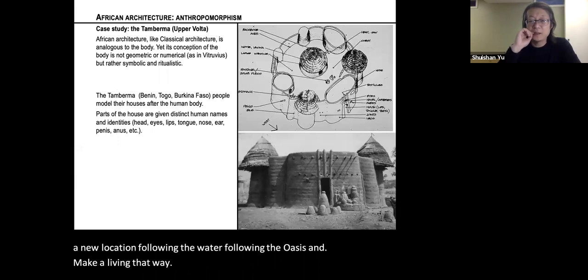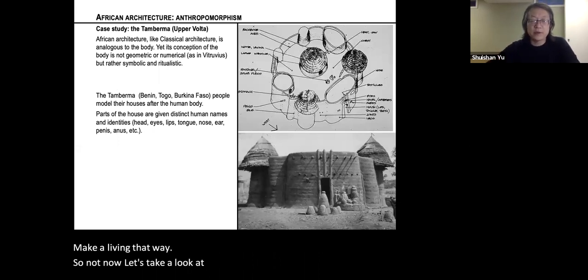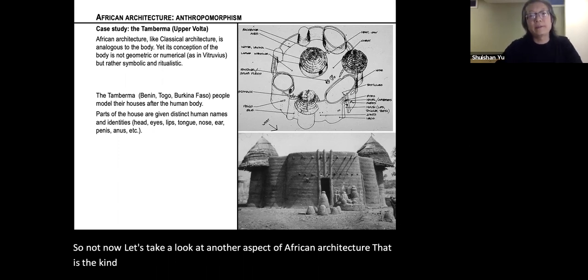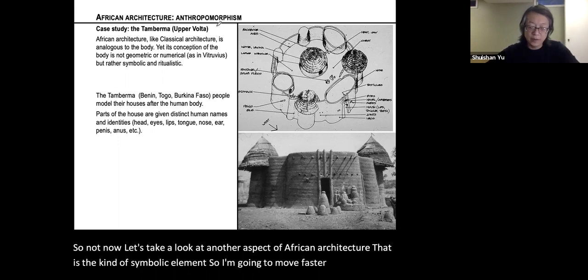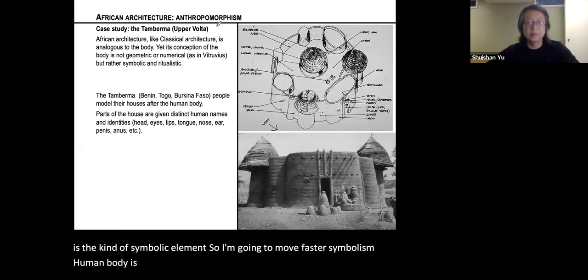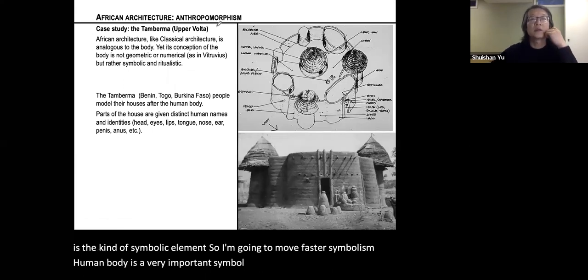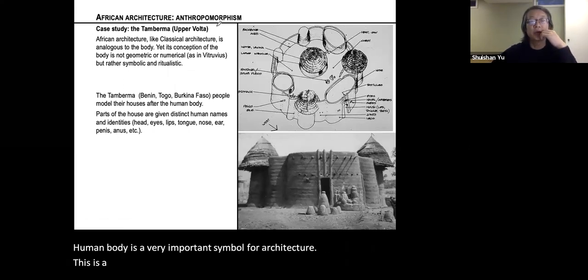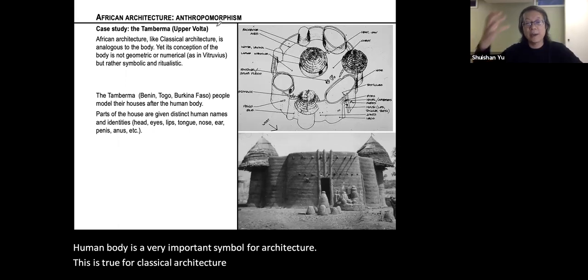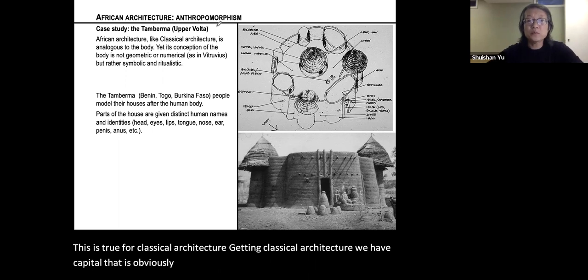So now let's take a look at another aspect of African architecture. That is the symbolic element. So I'm going to move faster. Symbolism: the human body is a very important symbol for architecture. This is true for classical architecture. In classical architecture, we have the capital, which is obviously the head.